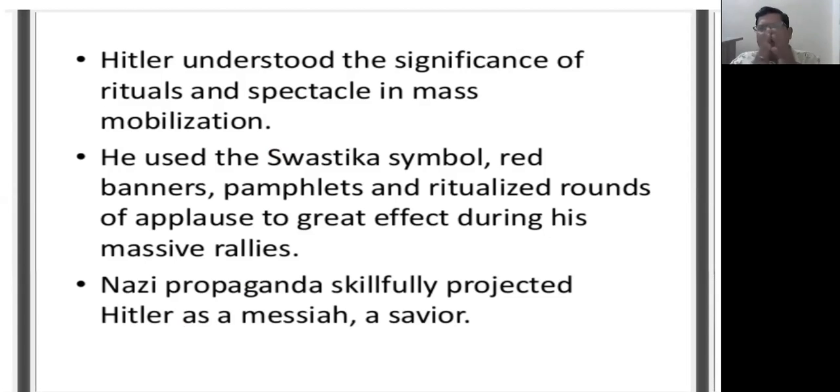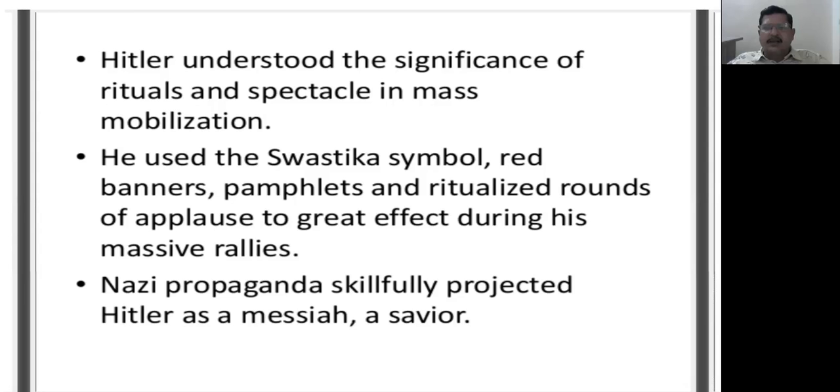Even the claps the people gave were trained, in what way, in a different variety they should applaud. Ritualized rounds of applause means giving gaps and clapping, all those things. So that was done in a different manner. And people used to say hail Hitler whenever he came out. When they saw him, they used to say hail Hitler.